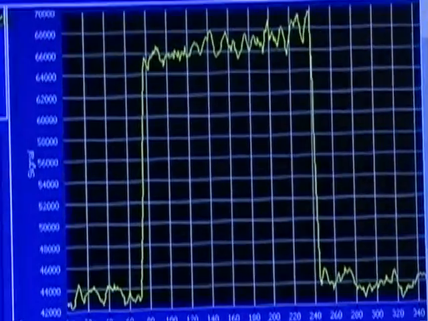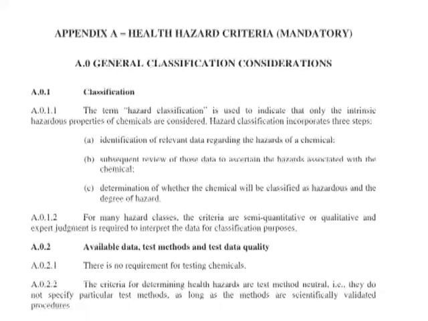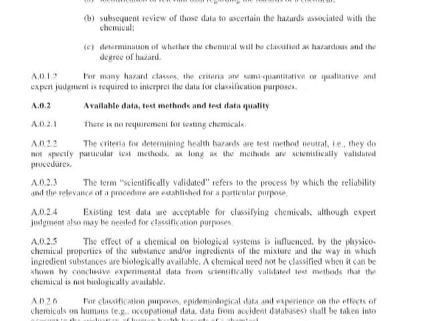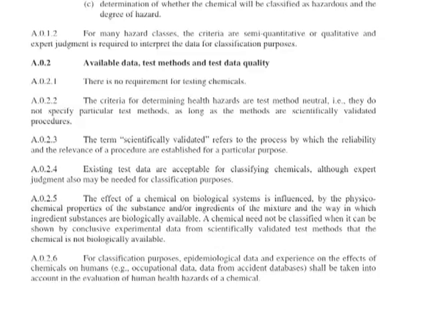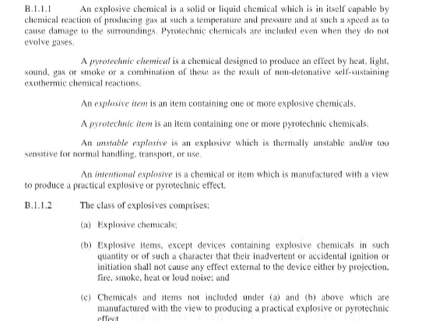Appendices A and B of the HCS should be read to help determine the classification of health and physical hazards. The classification of chemical mixtures and their health hazards is based on procedures described in the appendices. Manufacturers or importers of chemical blends are responsible for the classification accuracy.